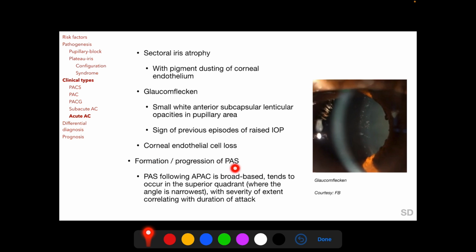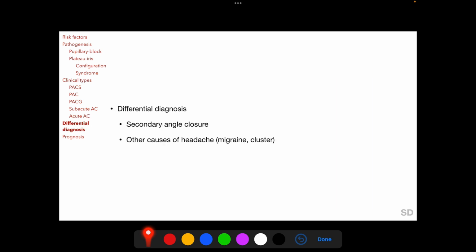Formation and progression of peripheral anterior synechia is also a sequela of an attack of acute primary angle closure, and peripheral anterior synechia following an attack of acute primary angle closure is broad-based, tends to occur in the superior quadrant where the angle is narrowest, with the severity of the extent of peripheral anterior synechia correlating with the duration of the attack. Differential diagnosis of primary angle closure includes secondary angle closure and other causes of headache such as migraine and cluster headache.